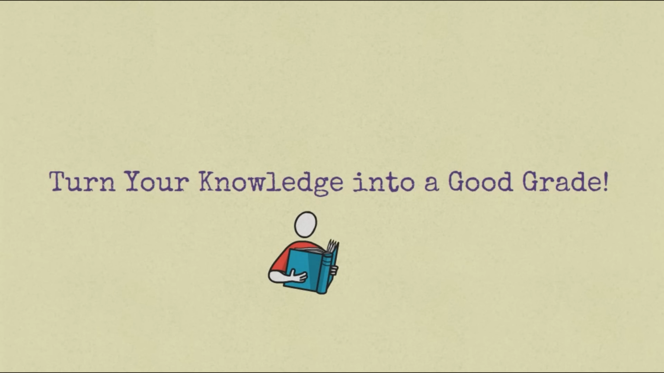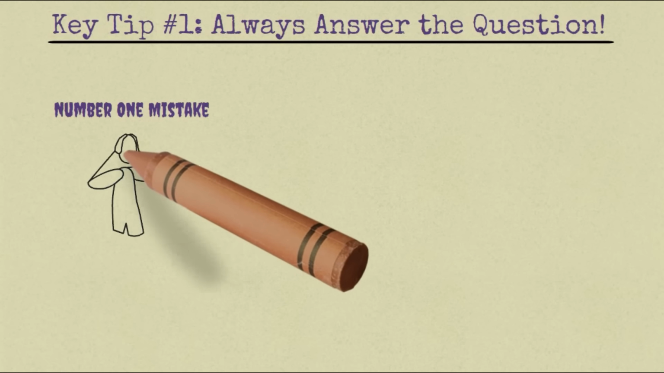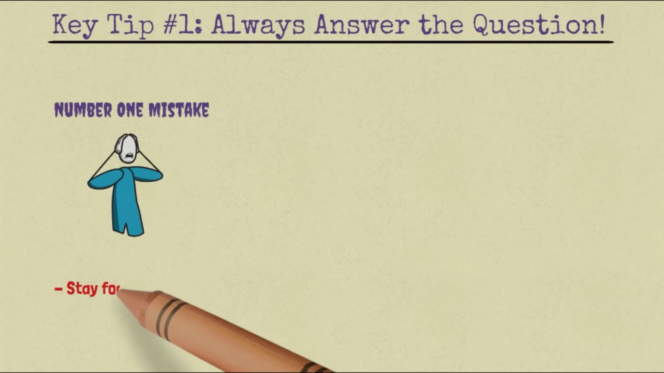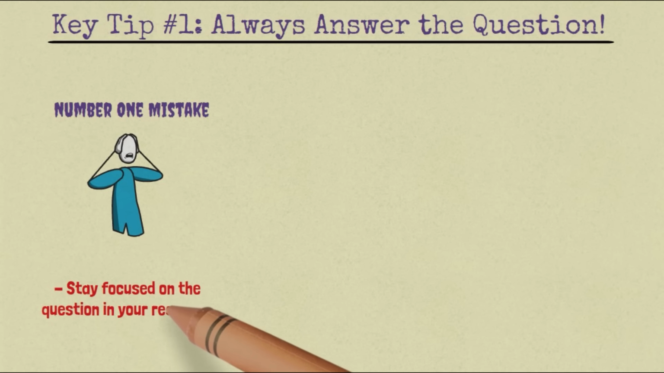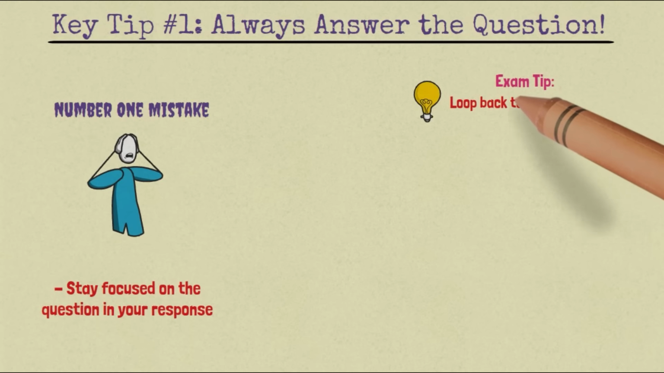that knowledge into a good grade. This might sound obvious, but it's the number one mistake students make. Whatever the question is, stay focused on it throughout your response. An easy way to keep track is by looping back to the question with every point you make.